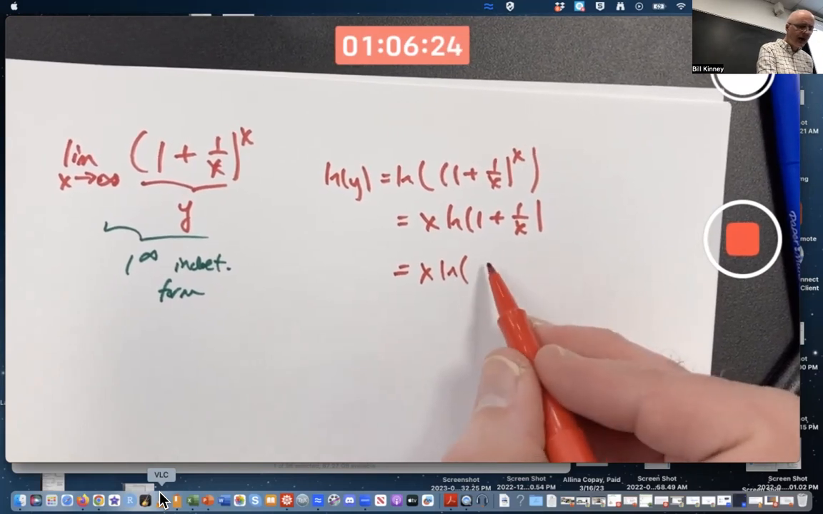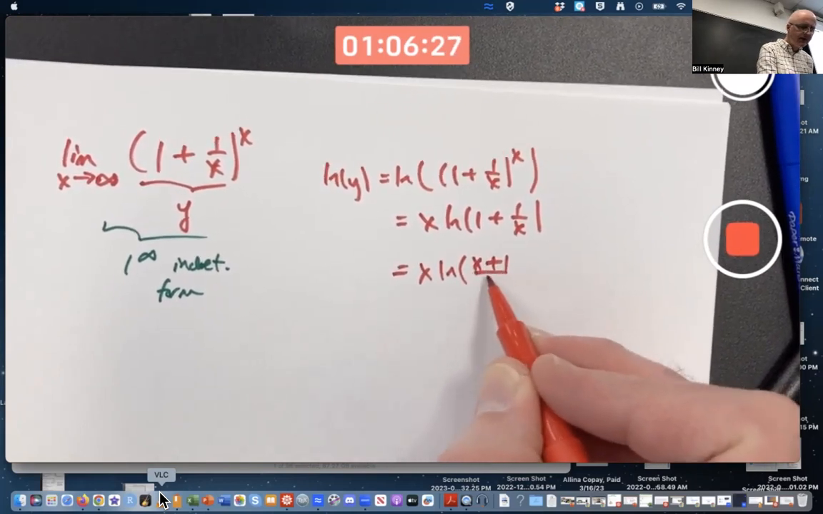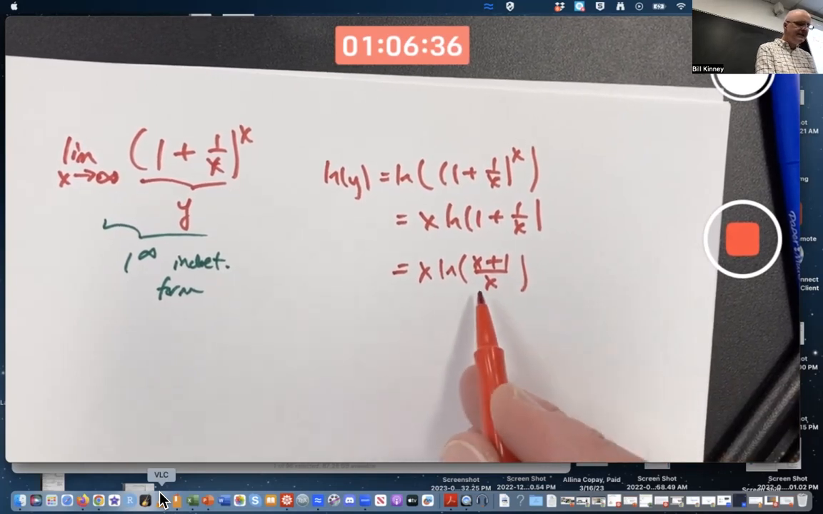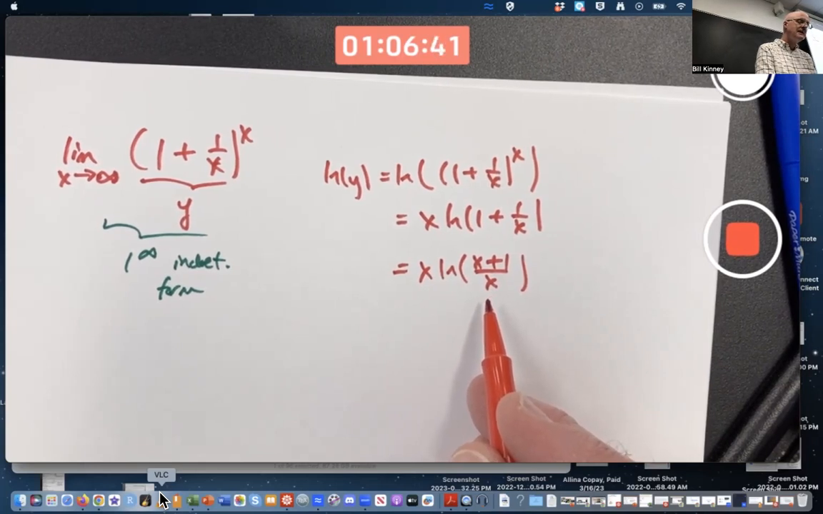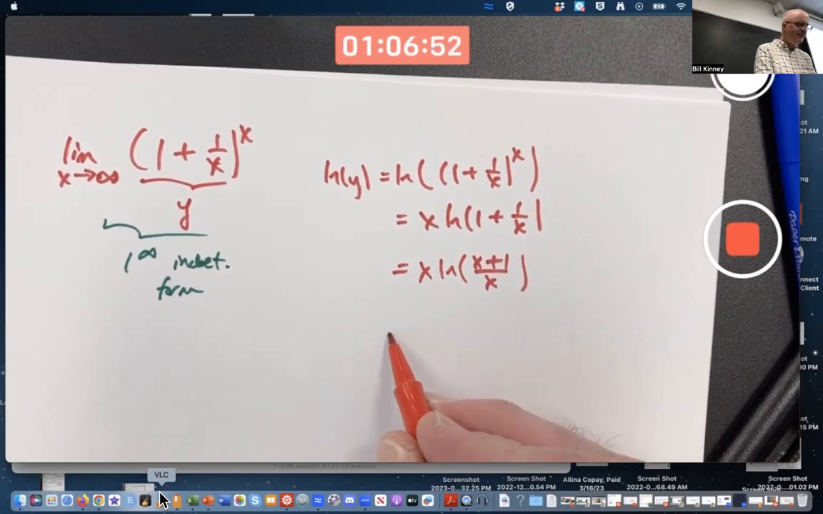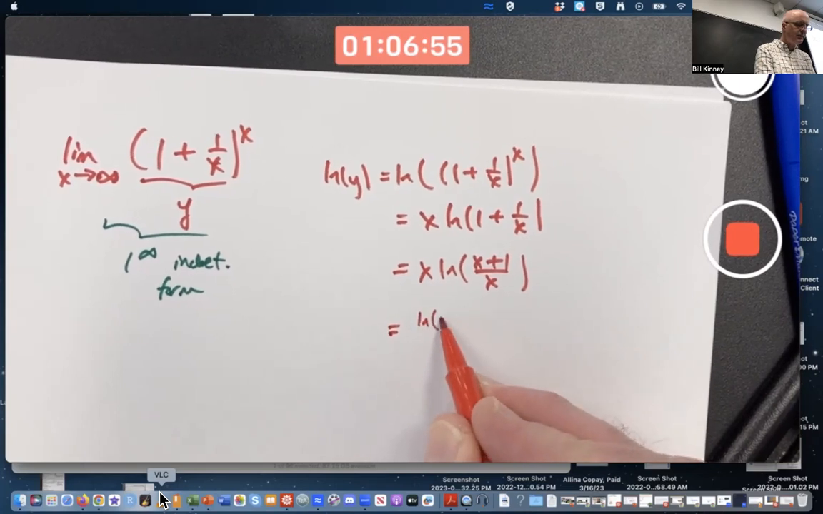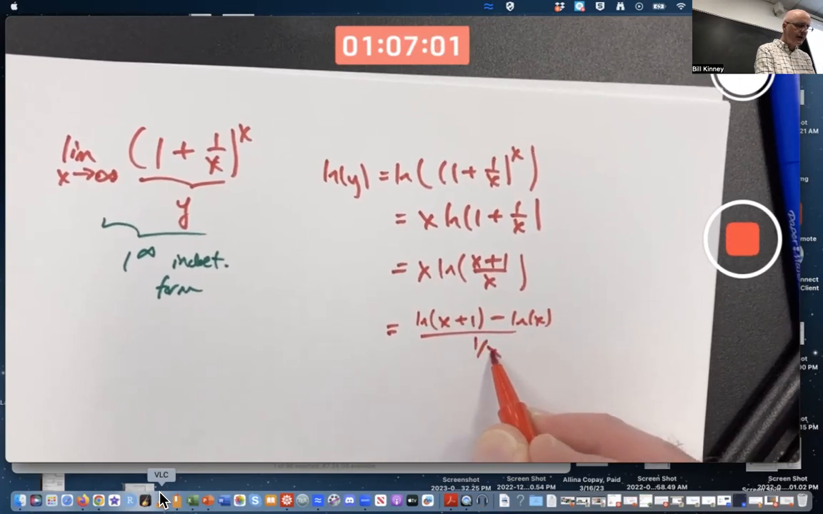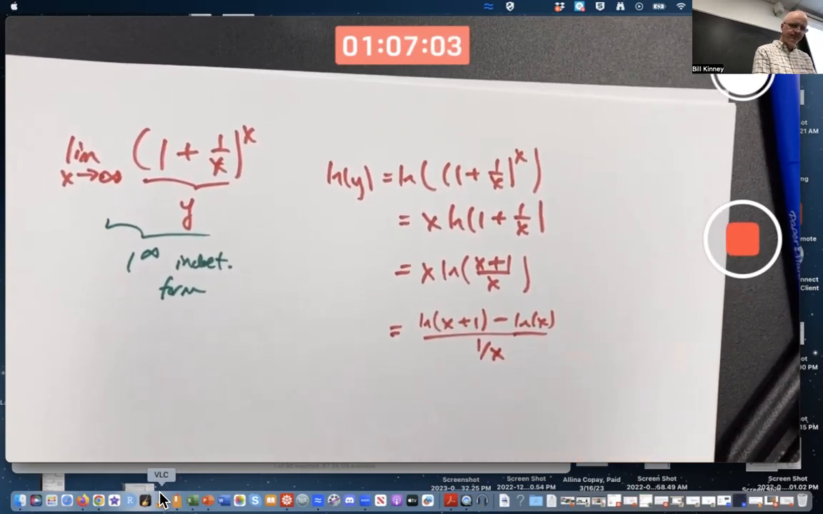We can certainly combine those fractions in the natural log to write it like that. And as x goes to infinity, this is an infinity times something close to the natural log of 1, which is 0. Infinity times 0 effectively. But we want to write it as a fraction if we're going to use L'Hopital's rule. I think it might be good to use a property of logarithms to rewrite it like this, and then bring that x down into the bottom as a 1 over x. Let's try it that way.